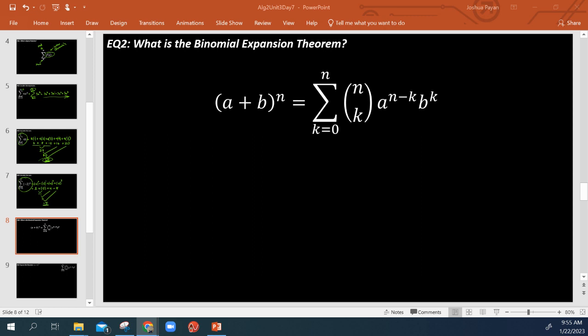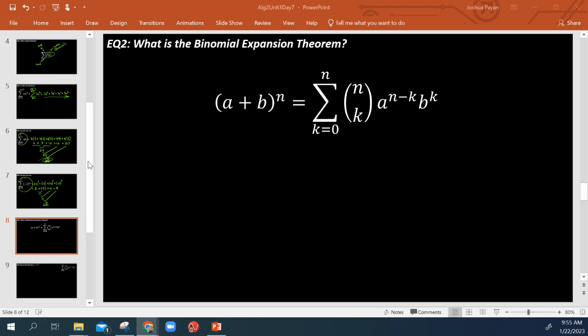Anyway, this is going to be our second video of two for day 7 of Unit 3 in Algebra 2. And in it, we're going to apply what we saw in the previous video, which is sigma notation, and we're going to use it for binomial expansion.